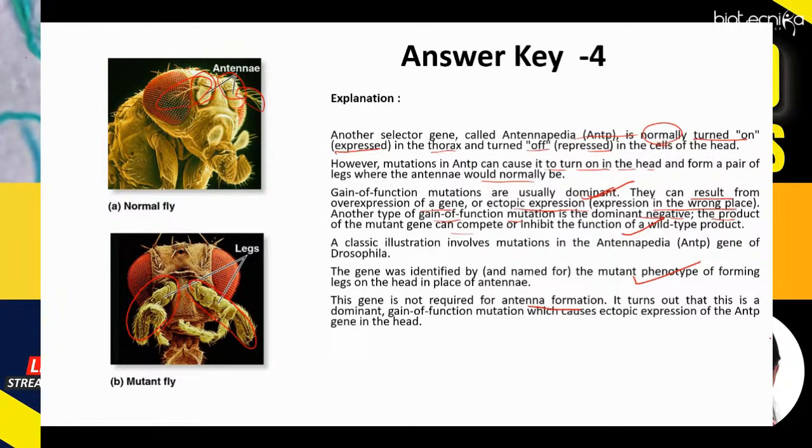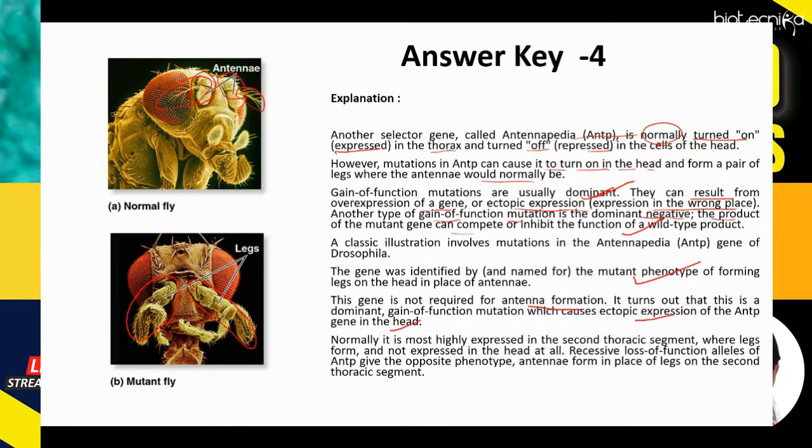It turns out that this is a dominant gain of function which causes ectopic expression of the Antennapedia gene in the head. Normally, it is most highly expressed in the second thoracic segment where legs form and is not expressed in the head at all. So, recessive loss of function alleles of Antennapedia give the opposite phenotype. That means antenna will form in place of legs on the second thoracic segment.